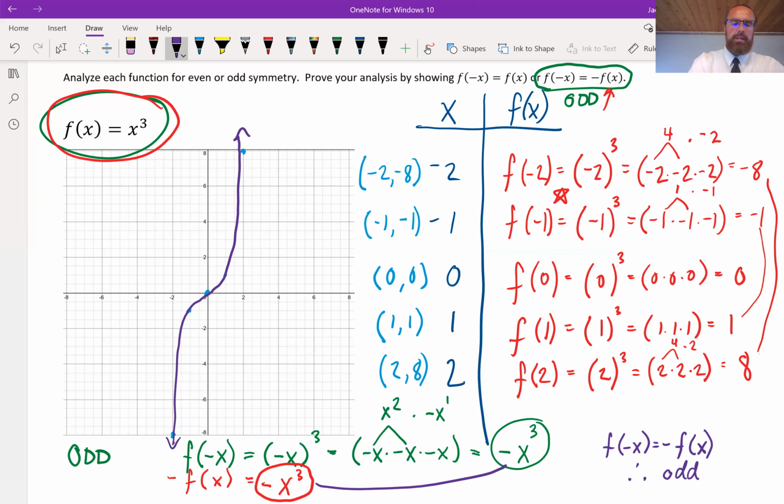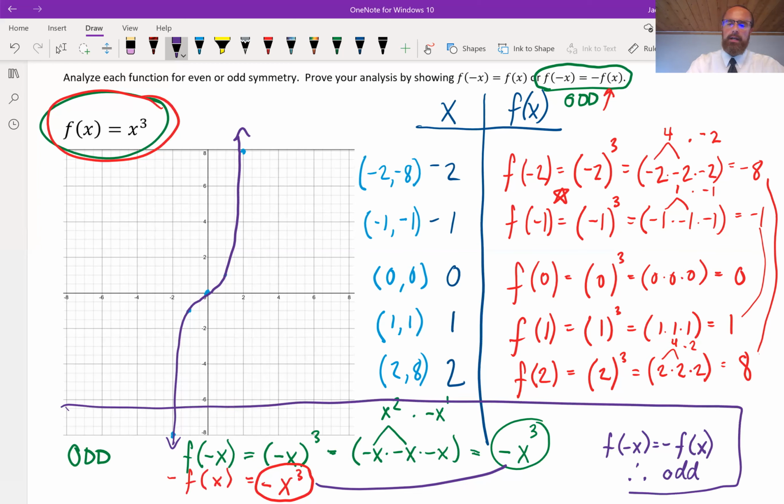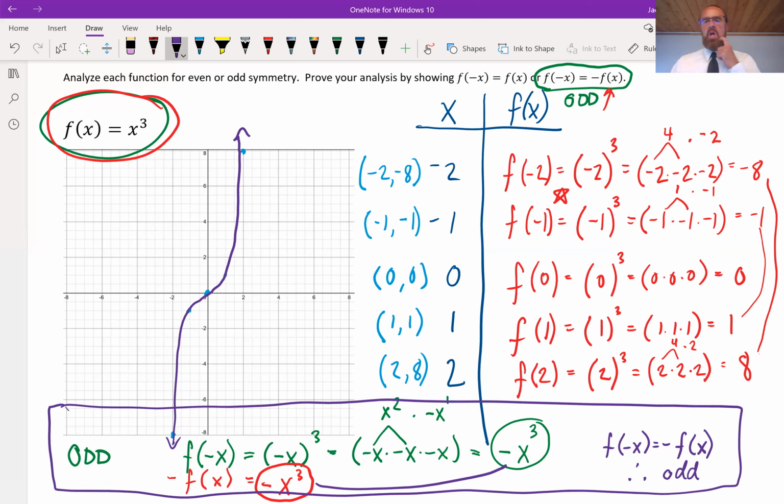And again, just to say, what's my answer here? It is this algebraic statement. The graph and the table give us the tools to be able to make that algebraic statement. And that suffices as proof to say that this function is odd.